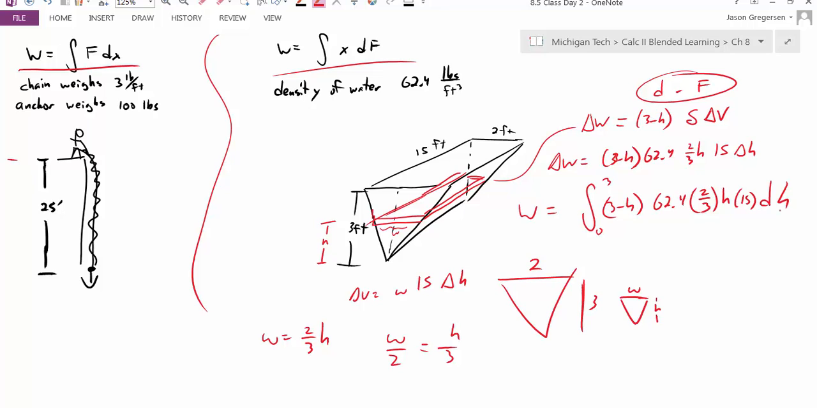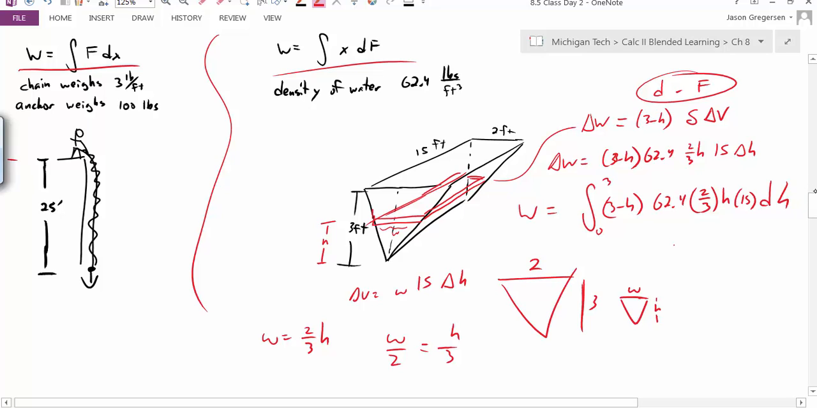All right, questions about this one? It's really just that process. How much work does it take just to move one little slice of the volume out of here? So we're just finding the weight in that slice and multiplying it by the distance. It's really just a volume problem.